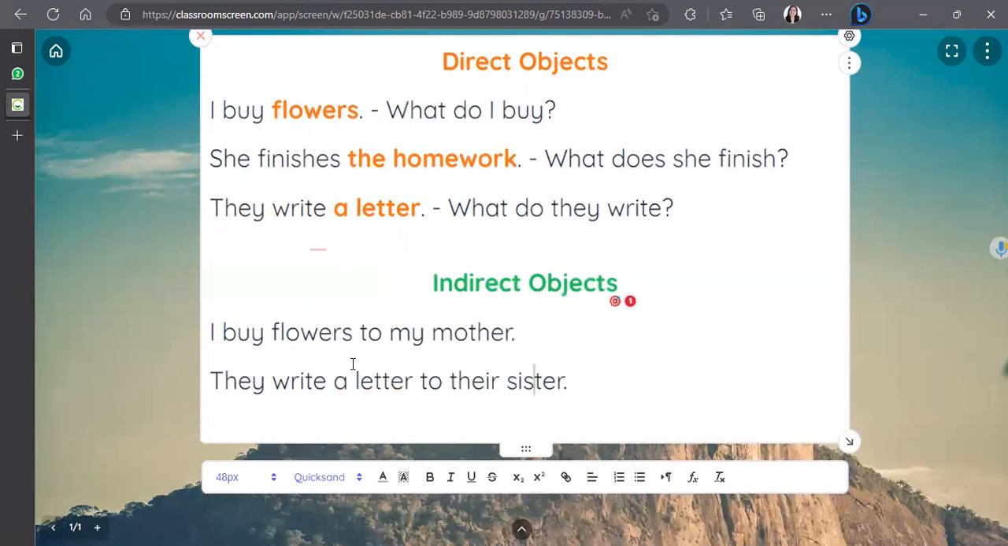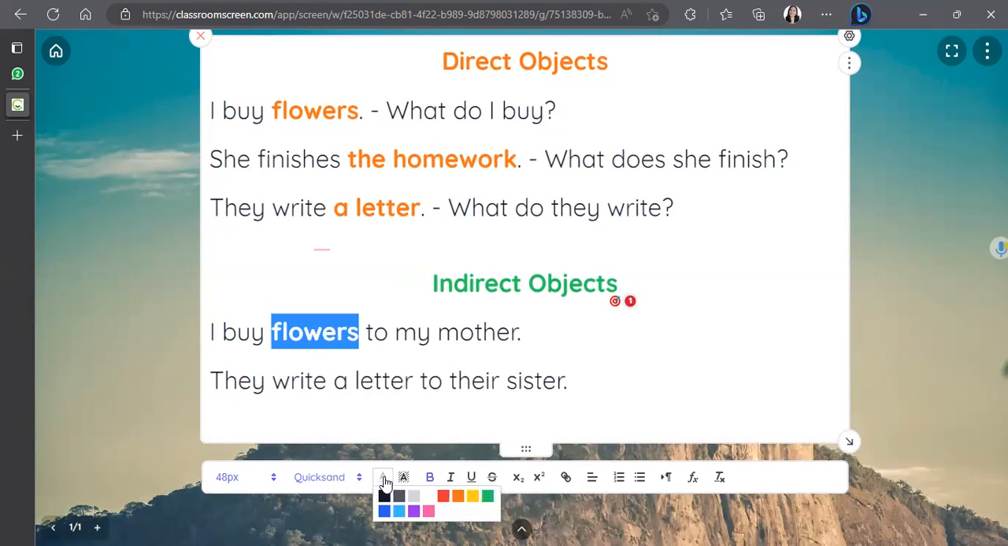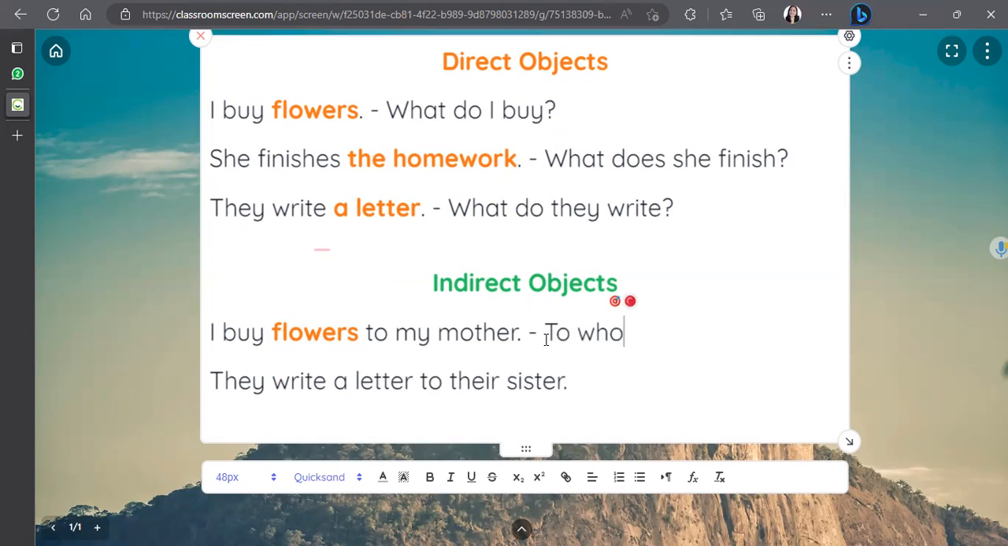Okay, so in this part, we have the sentence again. I buy flowers. We know that this is the direct object because we identified the object before. What do I buy? Flowers. Okay, so I know that this is the direct object. But the question in this case is to whom? I buy them. Okay, so in this case, I'm asking the question to whom, okay? To whom I buy the flowers? To whom I buy them?